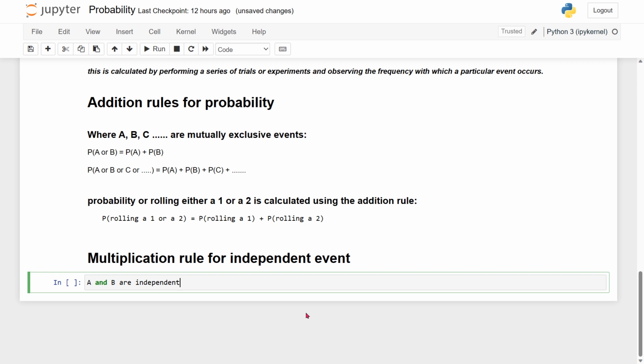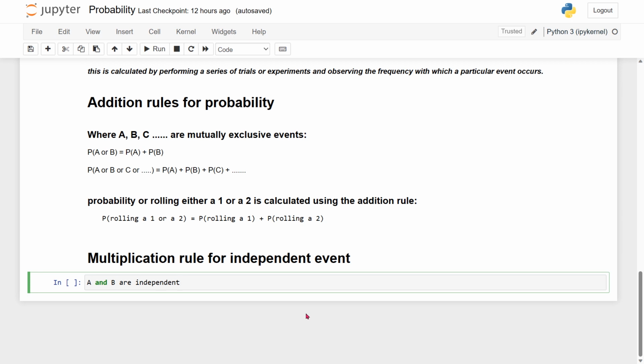Because what do you want to know? You want to know the probability of this and that, correct? You want to know the probability of both happening at a time. At a time means you have to go for the multiplication. It's not this or that. If it were this or that, it's okay if either happens. But you want both.